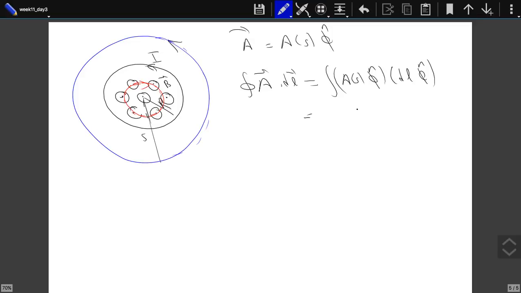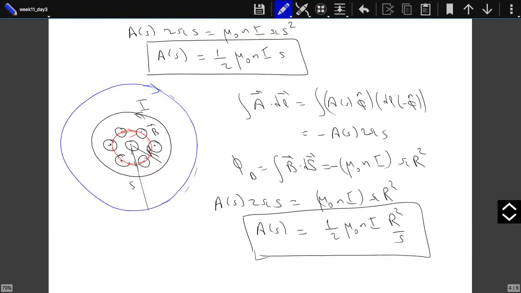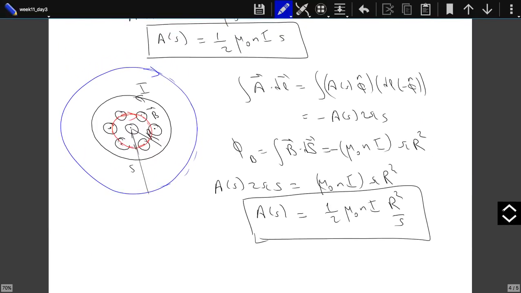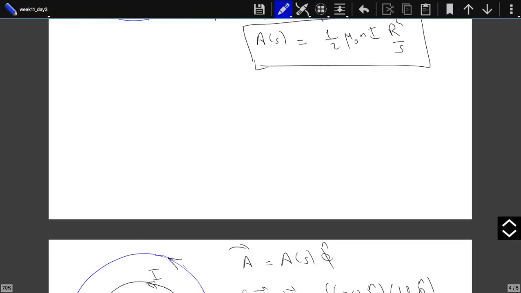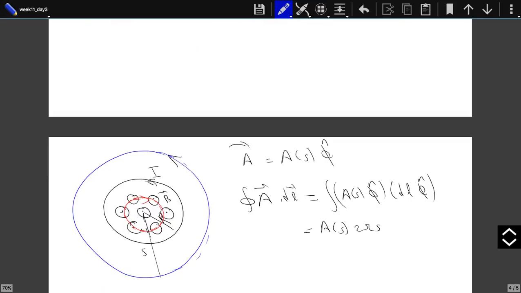So s is constant, so A of s I can take out of the integral. A of s times 2 pi s. Now compare it with the previous case, where the integral of A dot dl was minus A(s) times 2 pi s. So since I changed the sense of my loop, the integral changed its sign. That's kind of expected. It's just like changing the order of the limits in a one-dimensional integral.